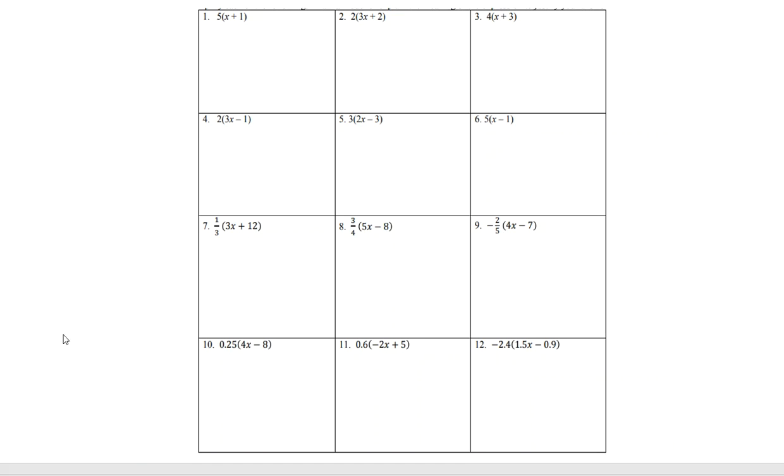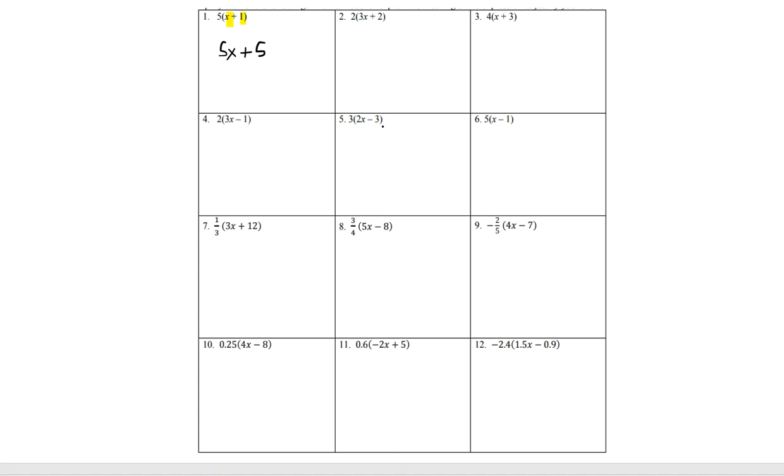Now, let's go ahead and do some examples from the paper that you have in front of you. On this first one, we have 5 right next to a parenthesis. So the 5 is going to get multiplied by both of these terms inside the parentheses. It's going to get multiplied by the x. It's also going to get multiplied by the positive 1. So 5 times x is 5x. 5 times 1 is a positive 5.